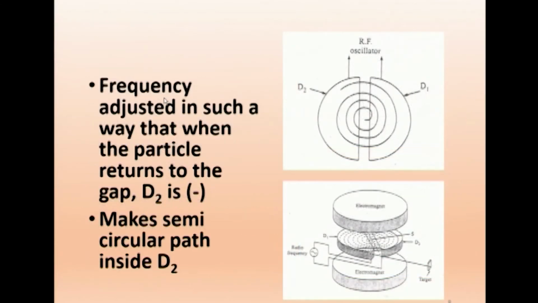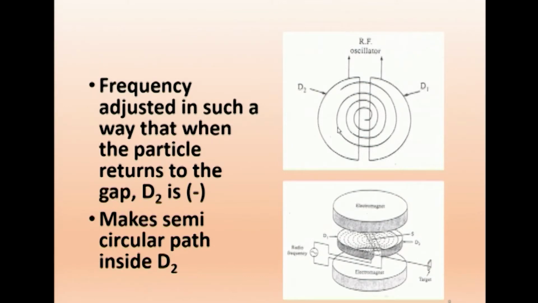What you have to do is adjust the frequency in such a way that when the particle returns to the gap, D2 is negative. Say this is a positively charged particle going in a semicircular path. When this particle comes here, D2 must be negative, only then will it attract. So it must be exactly adjusted. When the particle goes here, this positively charged particle gets attracted towards D1, and when it comes to the gap, this must become negative, only then will it get attracted.